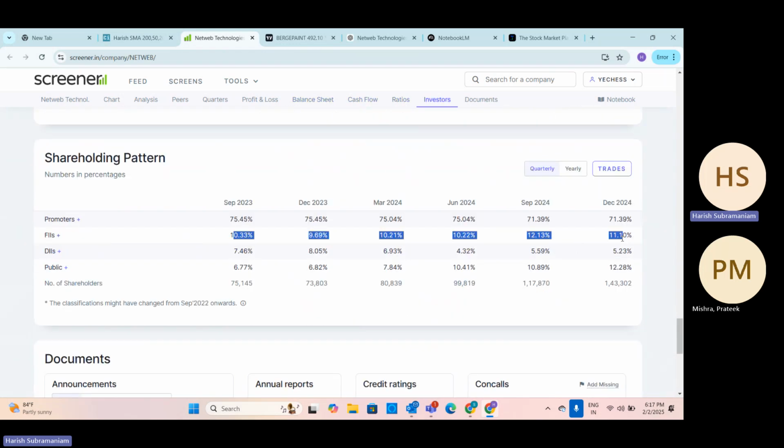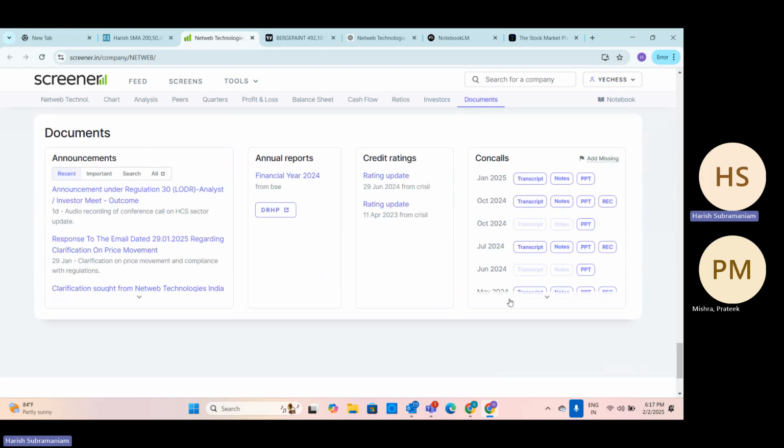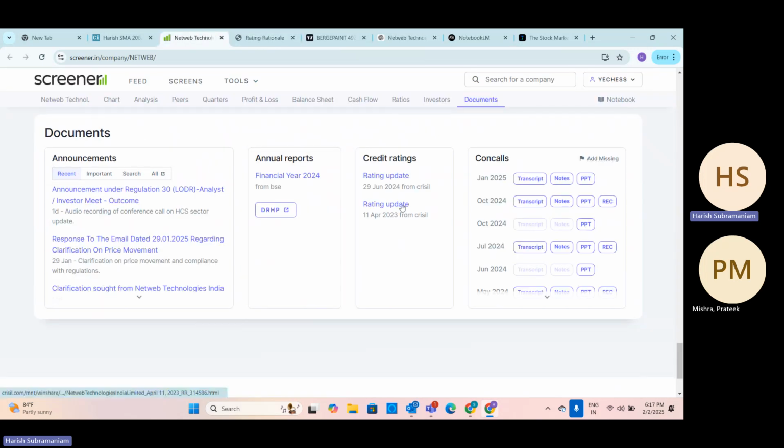There is FIIs. A lot of FIIs have invested, from 10% it's gone up. DIIs has slightly gone down, but okay, there's also significant DII investment and promoter is holding a very high share. So once we look at this, we can say, yes, this company is actually looking very interesting.